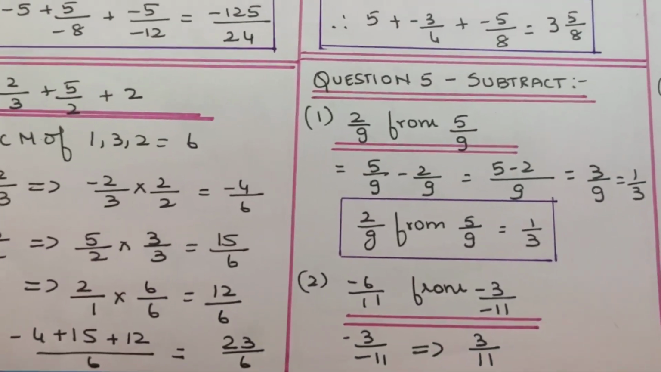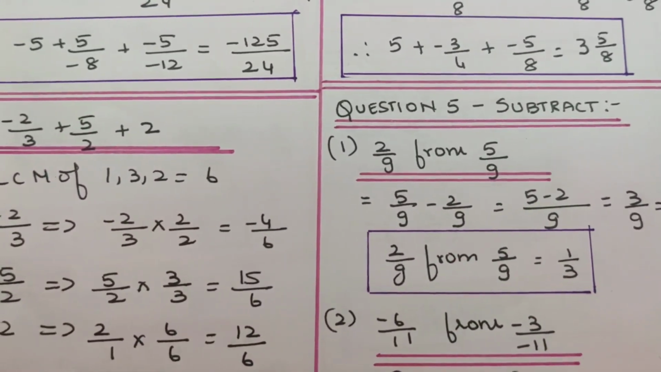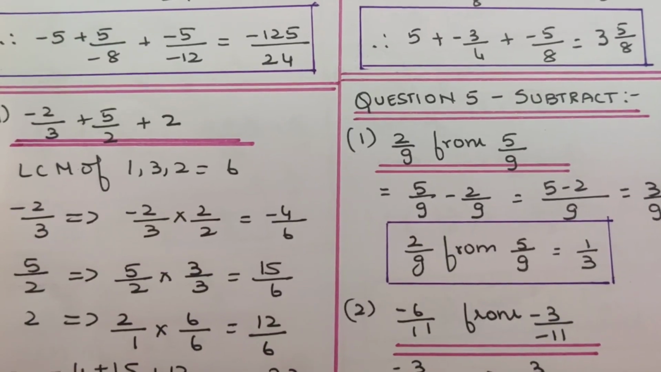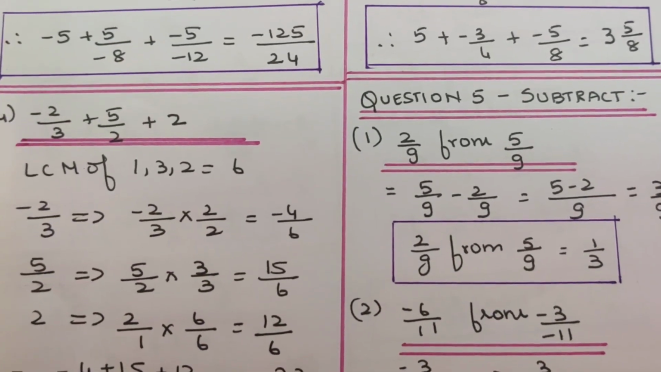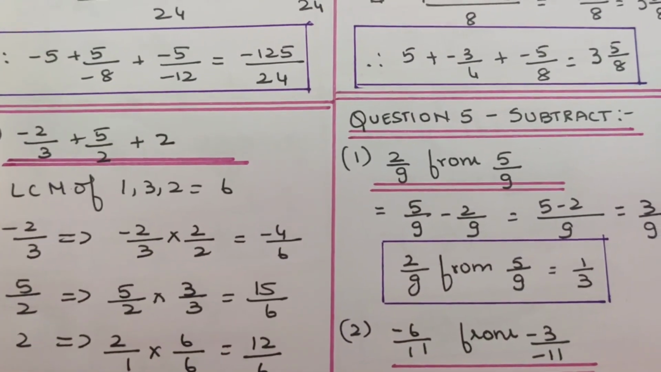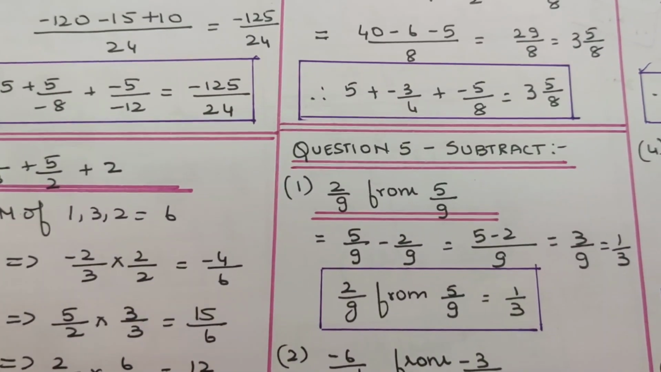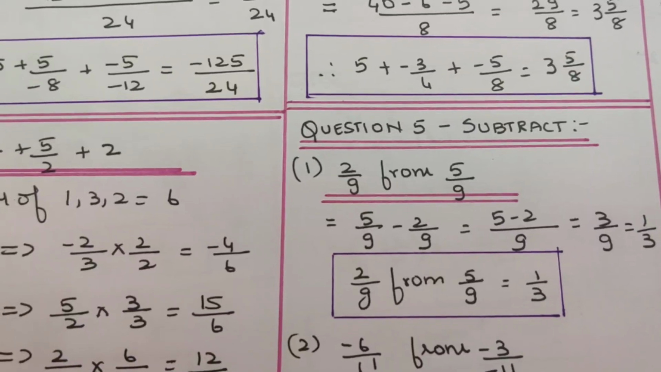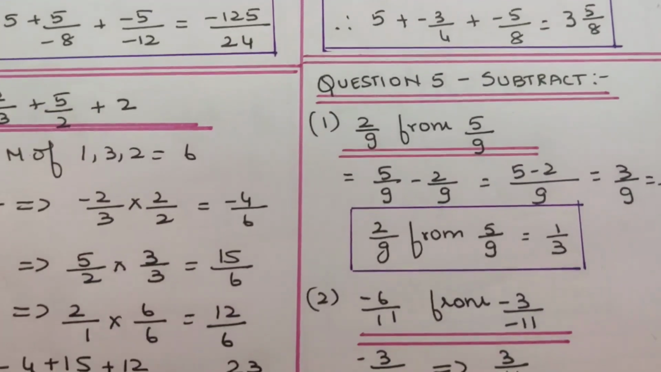Now subtract. Again, here the concept is they've given 2 by 9 to subtract from 5 by 9. Not to worry about the denominator because it's common. So you do 5 by 9 minus 2 by 9. That gives you 3 by 9. The answer is 1 by 3. Simple. I think this exercise is simple because everything has a common denominator.